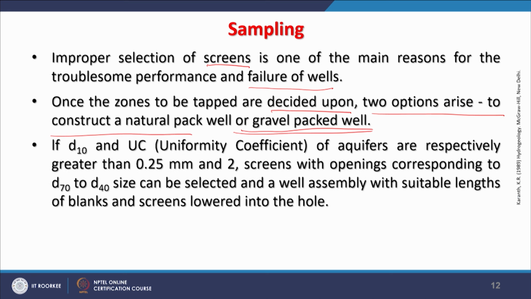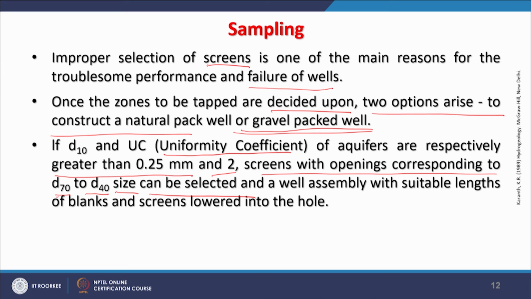If this is also assessed, the uniformity coefficient is important here. If D10 and the uniformity coefficient of the aquifer are respectively greater than 0.25 mm and 2, screens with openings corresponding to D70 can be selected, and a well assembly of suitable length of blanks and screen is lowered into the hole.